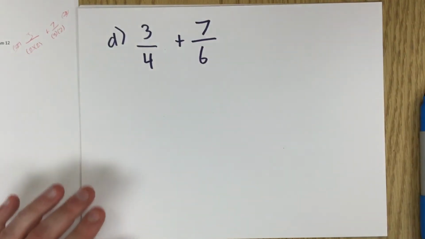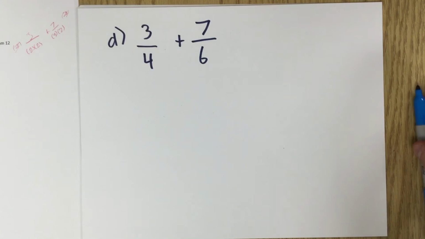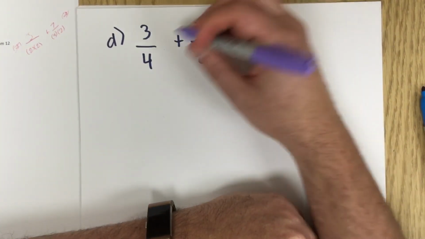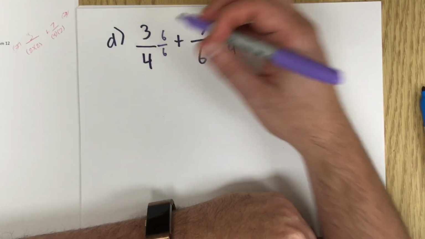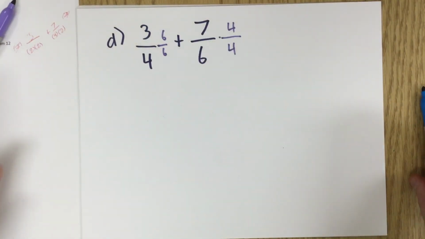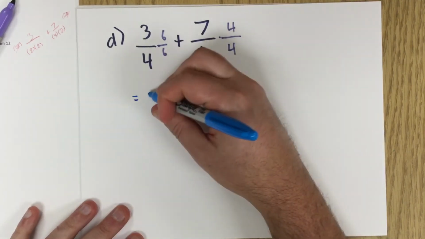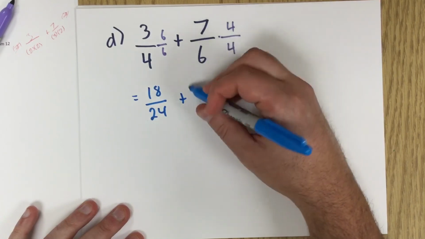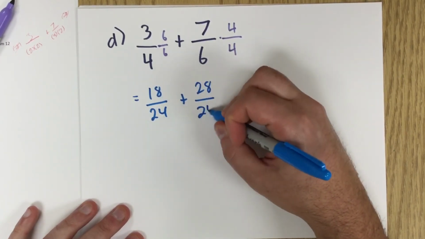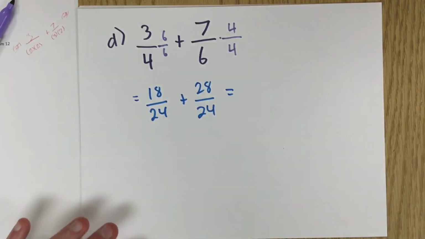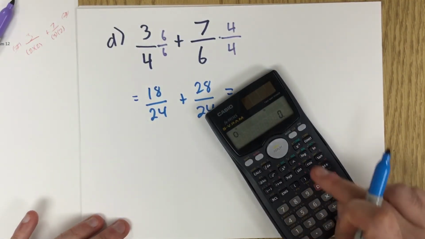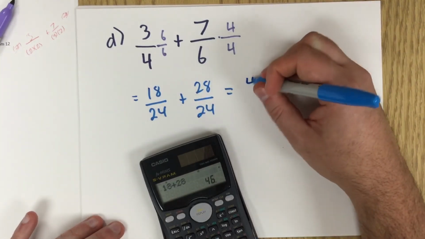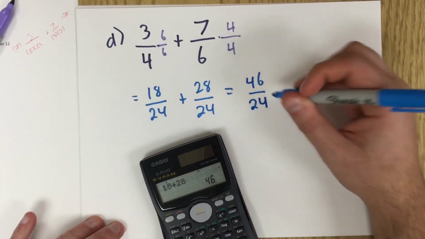Three fourths plus 7/6. If I do my workaround that I said before, I might decide to multiply this by 6 over 6 and multiply this one by 4 over 4. So that's going to give me 18 over 24 plus 7 times 4 is 28 over 24, which, let's just calculate it to be sure, is 46 over 24.